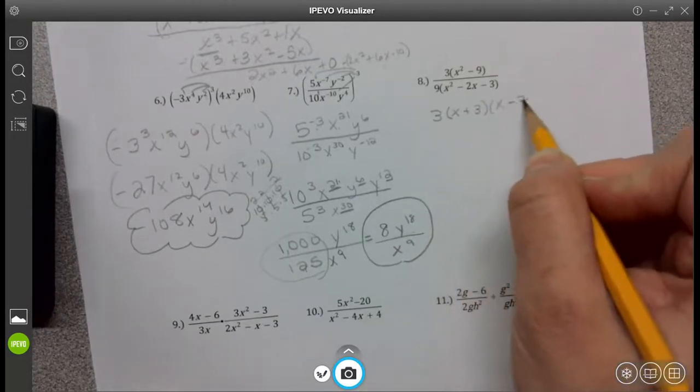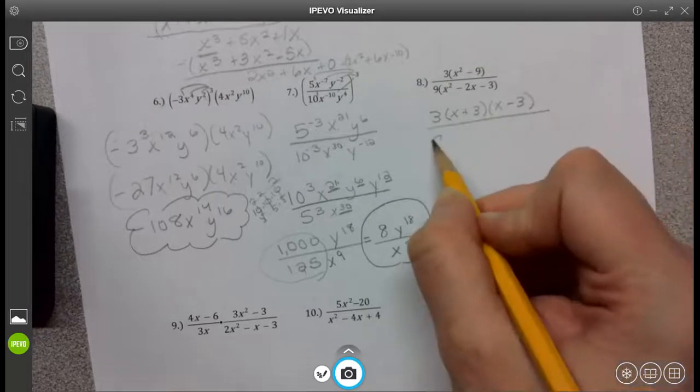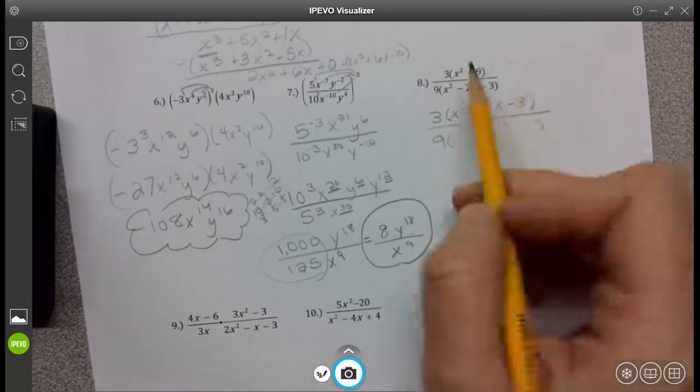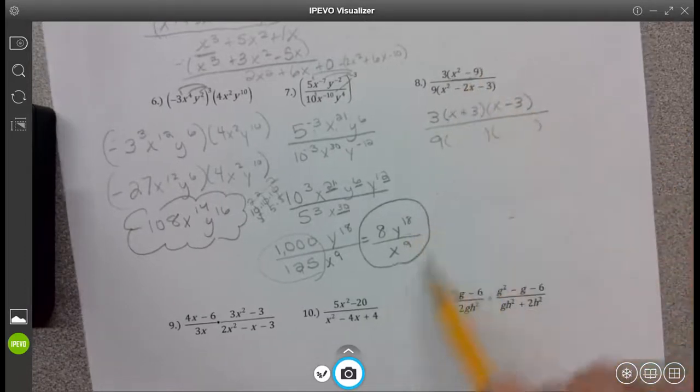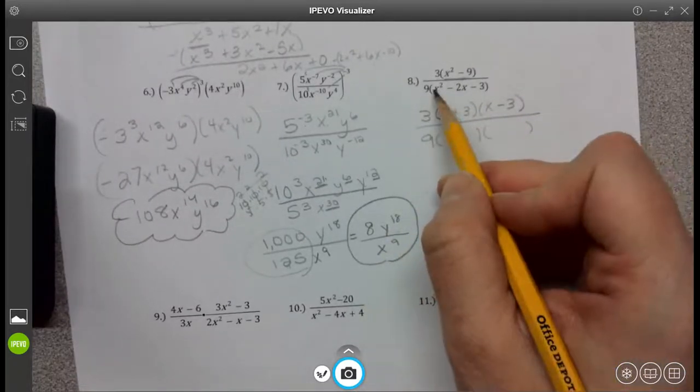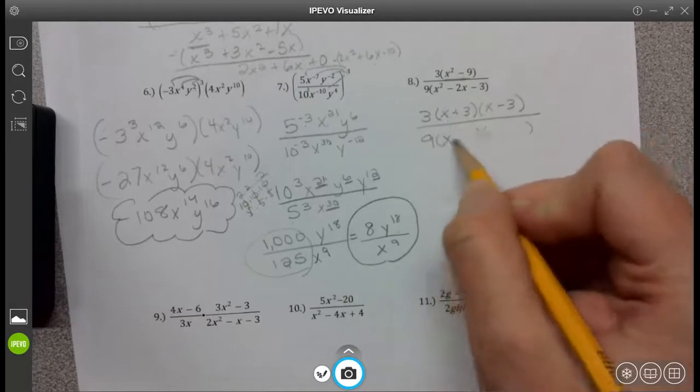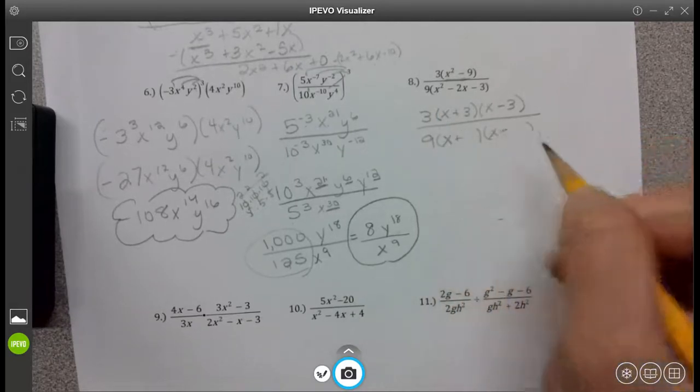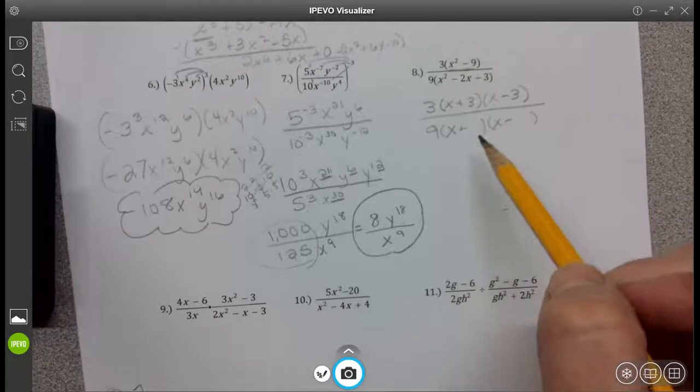So the next one, you need to factor before you simplify. Difference of two perfect squares: x plus 3, x minus 3. The bottom, you have 3 terms. You don't have a plus in the back, so one's going to be positive, one's going to be negative. It doesn't matter which one comes first.